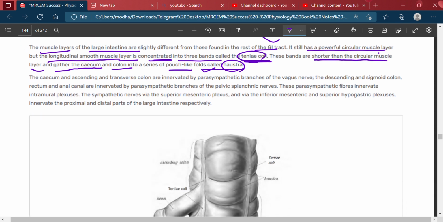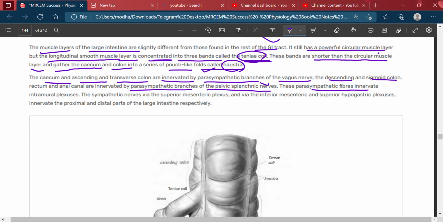The cecum, ascending and transverse colon are innervated by the parasympathetic branches of the vagus nerve. The descending and sigmoid colon, the rectum and the anal canal are innervated by the parasympathetic branches of the pelvic splanchnic nerve.